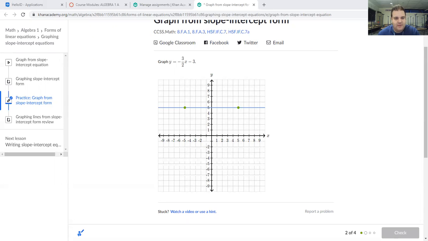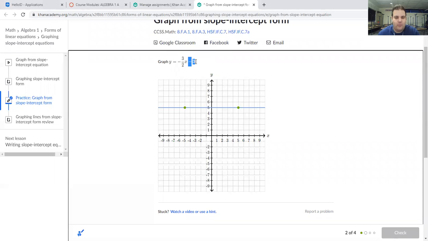All right, we have this equation: -3/2 x minus 3. The y value of the y-intercept is -3, and the slope is -3/2. So first, plot the first point that you know for sure where it's at, and that is the y-intercept, which is at 0, -3. That's the y-intercept right there, so we got that out of the way. Now let's take a look at the slope. It's negative, so it's going down. The change in y is 3, and the change in x is 2.